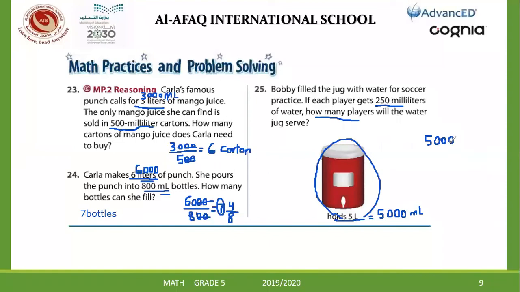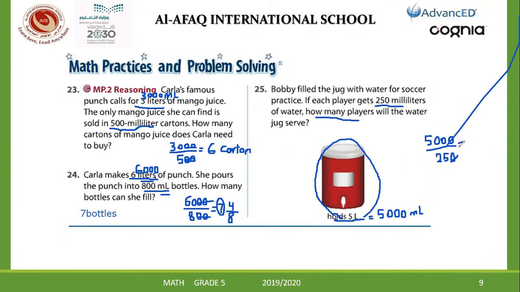So here 5,000 milliliters divided by 250. How many zeros are sharing between? 1. So cancel this 0 in front of this 0. Then you have just 500 over 25. It means 500 by 25.